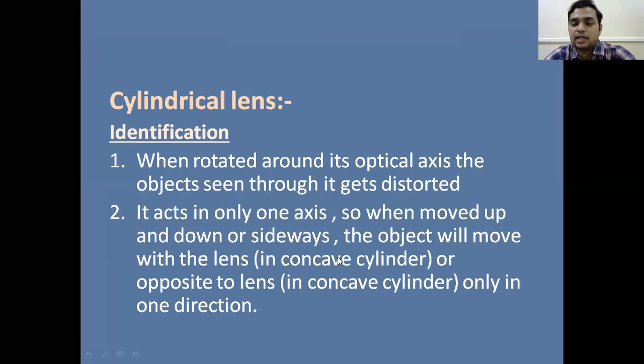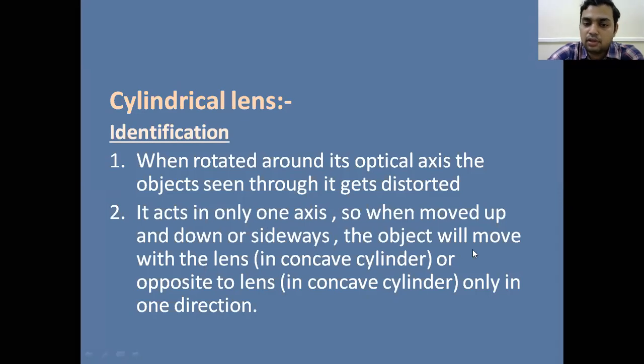So how will you identify the cylindrical lens? Here the identification is by rotating the lens: when we rotate the cylindrical lens, the objects seen through it get distorted, and the power is present at one axis. So it acts only in one axis. When we move up and down or sideways, the object will move with the lens or opposite to the lens. If it is a concave cylinder, it moves with the lens.